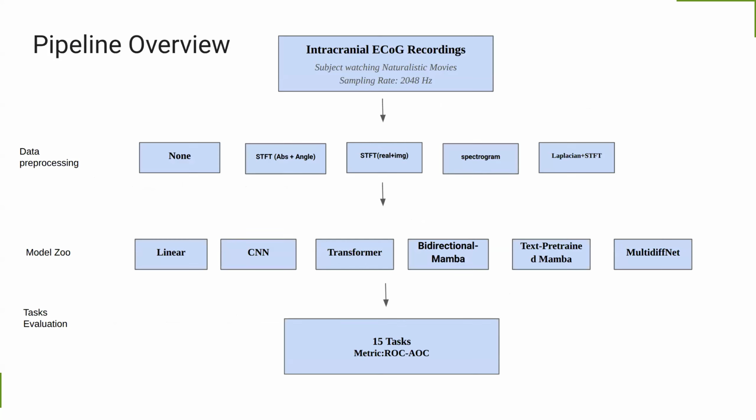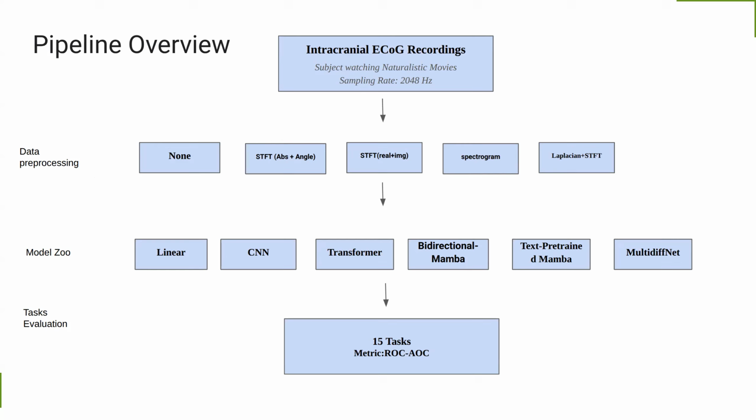Now I'll present our whole pipeline, a unified framework designed to decode the human brain. First, look at the data. We record cortical activity at a high frequency of 2048 Hz, where subjects watch naturalistic movies. To extract the best features, we designed four different preprocessing strategies, ranging from raw voltage to a combination of Laplacian spatial filtering and spectrograms.